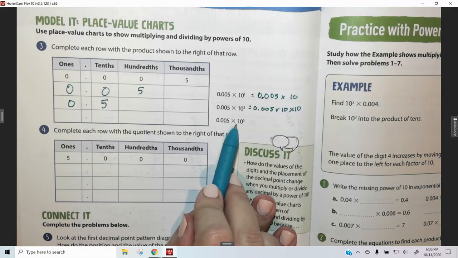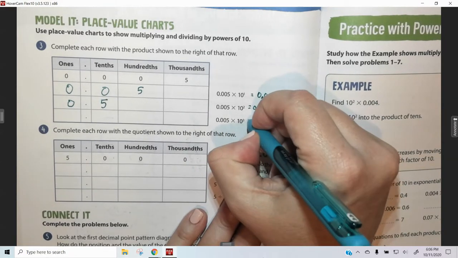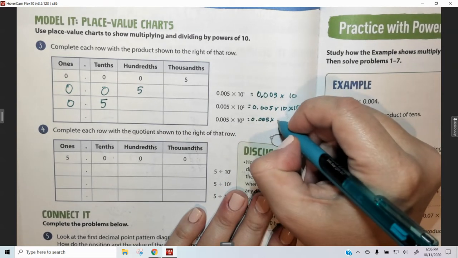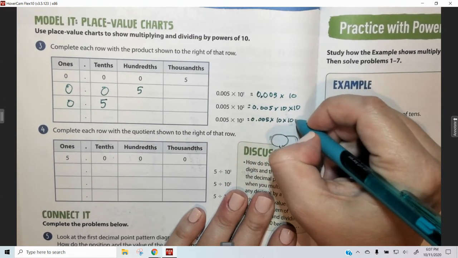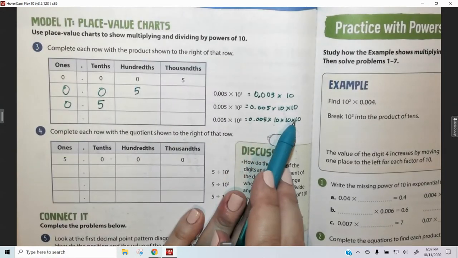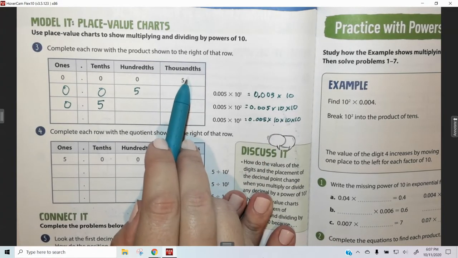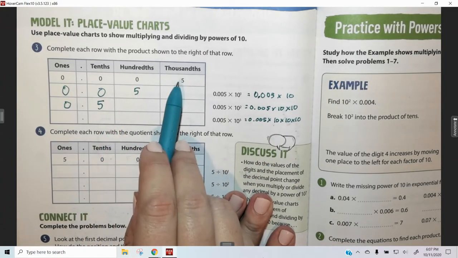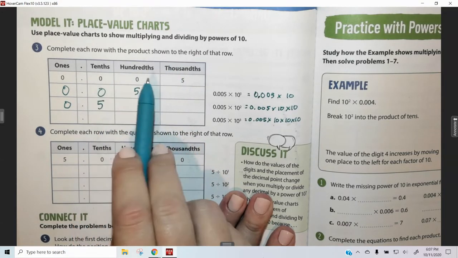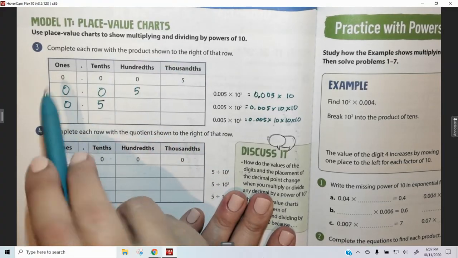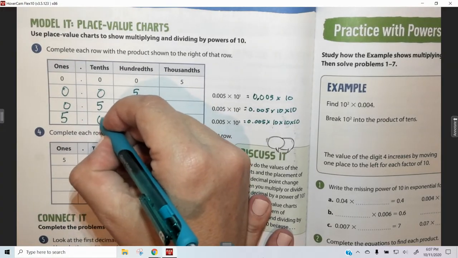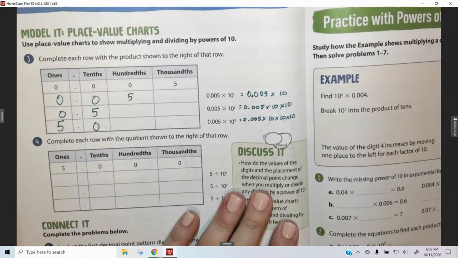And then 5 thousandths times 10 to the third power is the same as 5 thousandths times 10 times 10 times 10. So this 5 here is going to move over 1, 2, 3 places because every time we move over, we're multiplying it by a power of 10. And so if we go over 1, 2, 3 places, the 5 is going to be in the ones place. And you can put a 0 there if you want, but you don't have to.